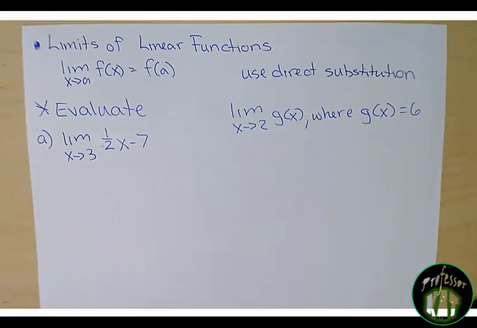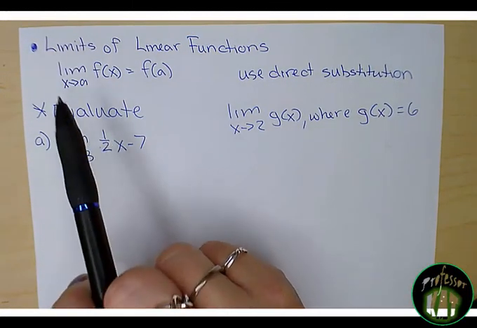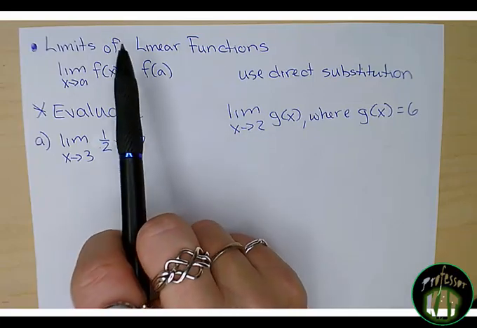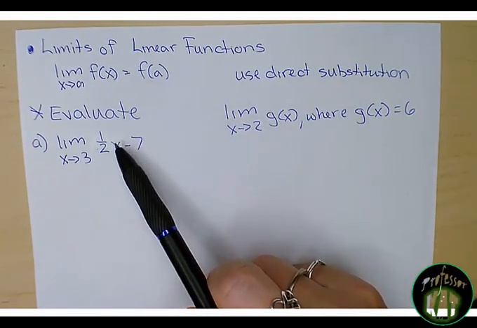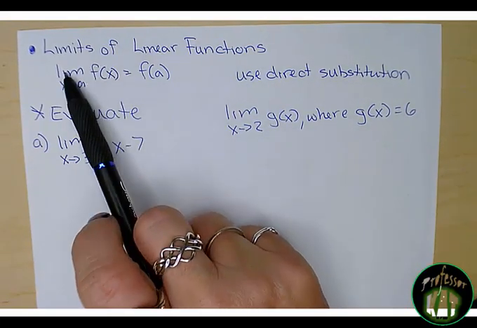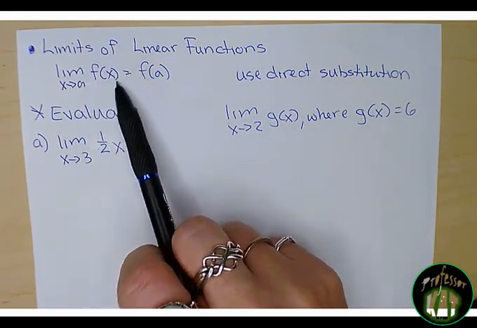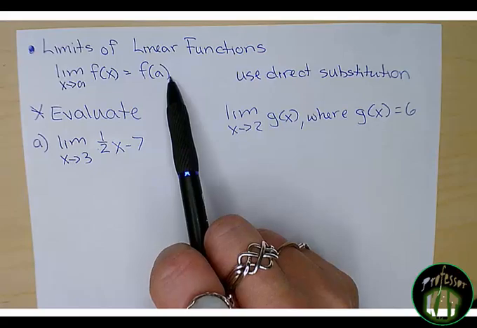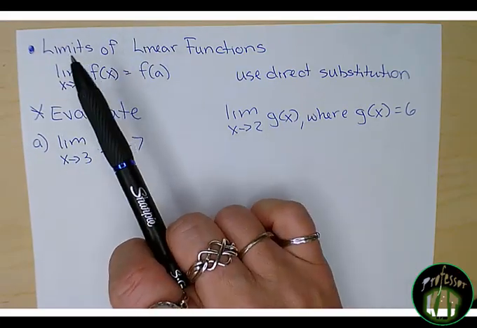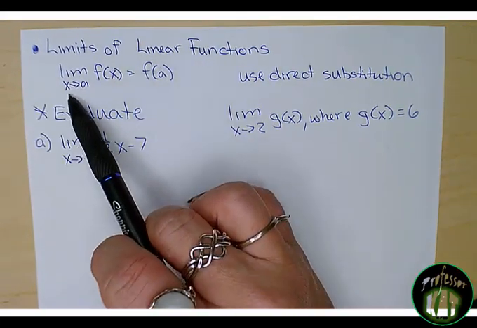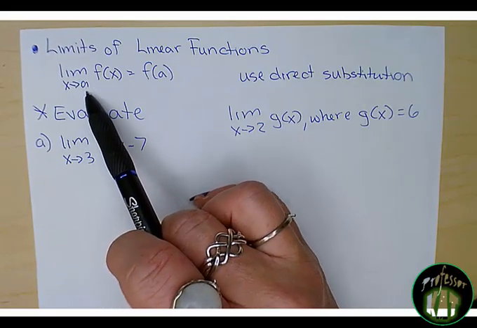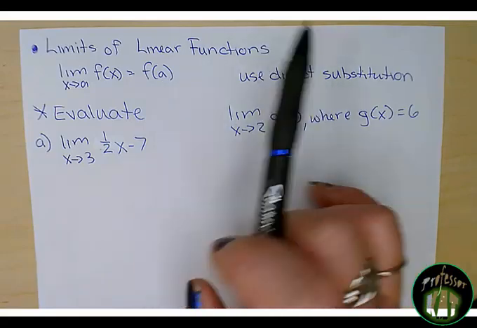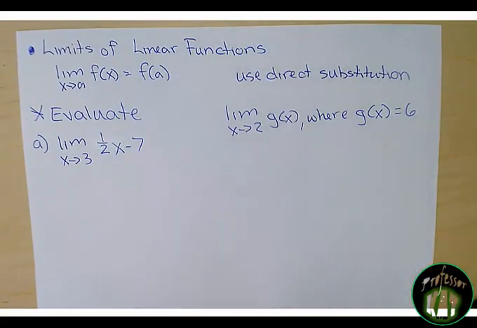So one of the first things we're going to start with here, we are told about limits of linear functions, right? So we're talking about when x, the highest power, is a 1. It says the limit as x approaches a of f of x is equal to f of a. So what that's telling us here is when we're dealing with linear functions, we can take whatever x approaches, whatever that a is, and do a direct substitution and plug that in.